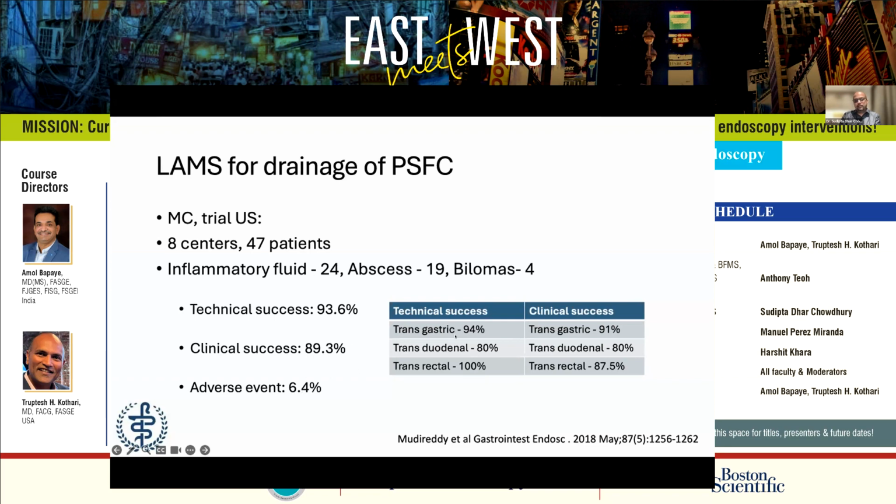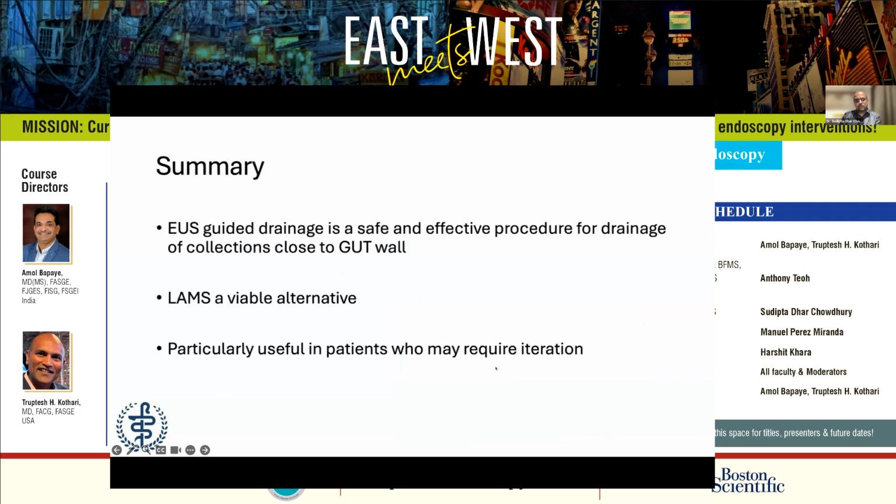If you compare the technical and clinical success depending on the route of deployment, there was hardly any difference. Transgastric was 94%, transduodenal success was 80%, and transrectal was 100%. So to summarize, EUS-guided drainage is a safe and effective procedure for drainage of collections close to the gut wall, and LAMS is a viable alternative, especially in patients who may require iterations. Thank you for your patient hearing.